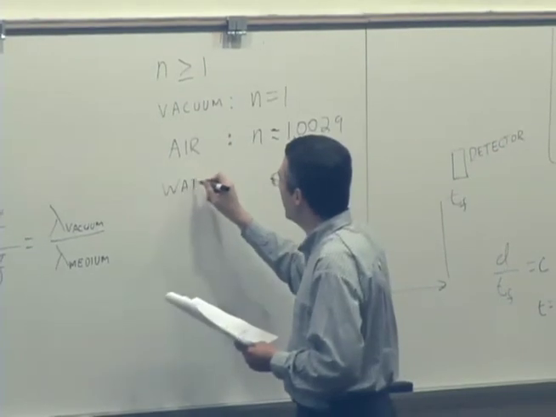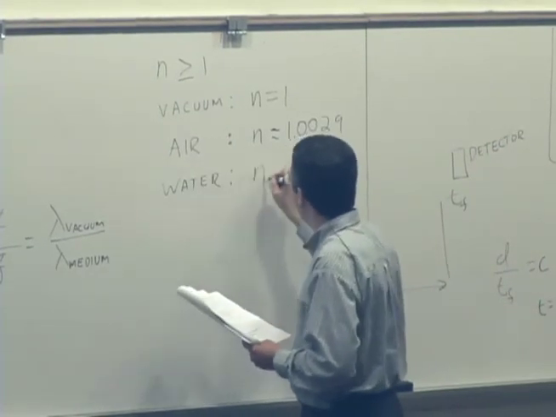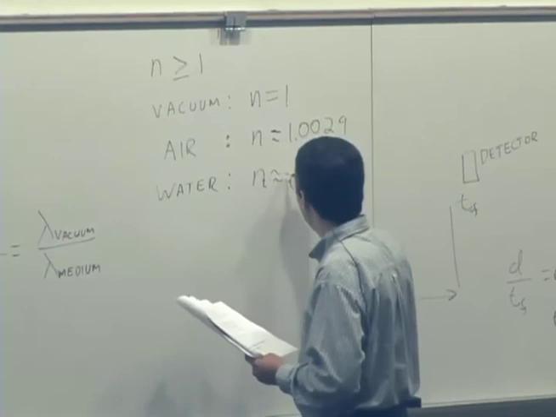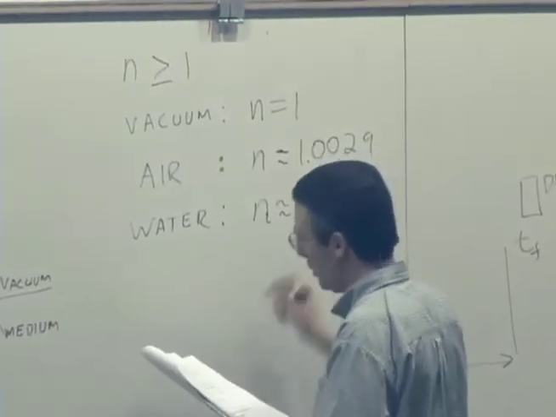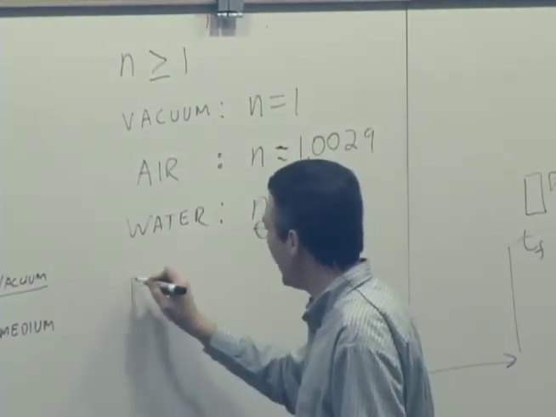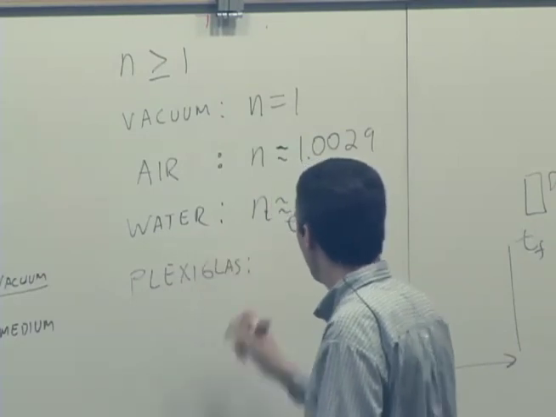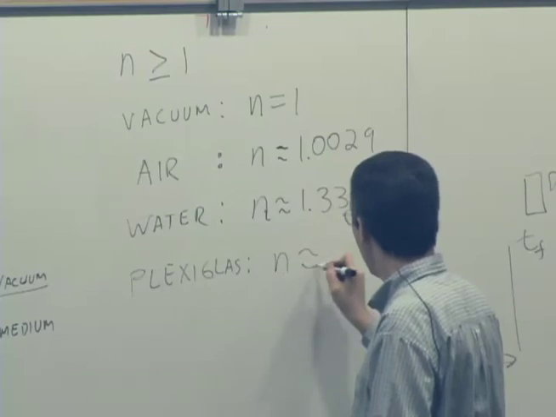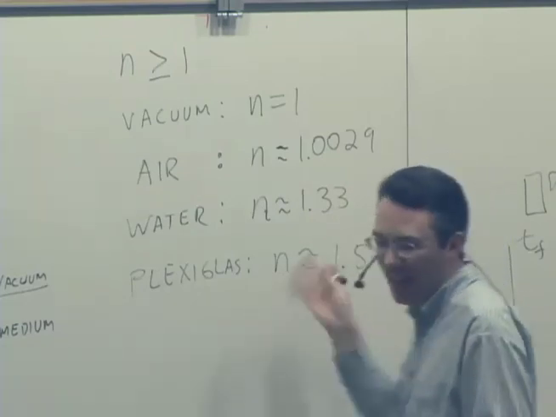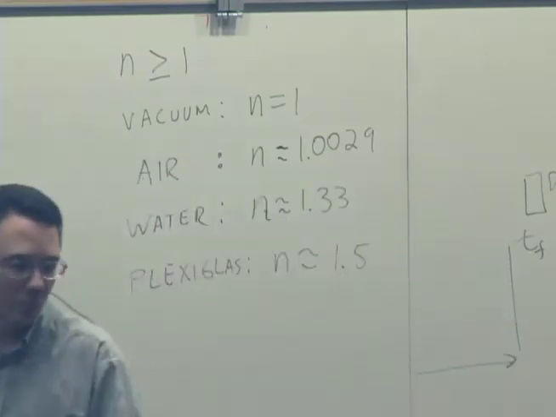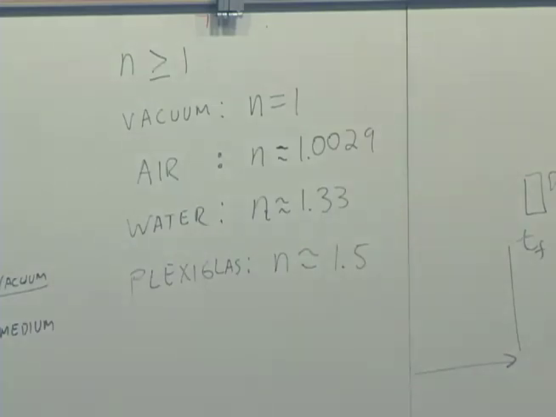Water, n is approximately equal to 1.33. And then various things, you have plexiglass, for example, where n is about equal to 1.5. And other types of plastics, n is about 1.3 to 1.5, so it depends on the material. But those are some typical values.